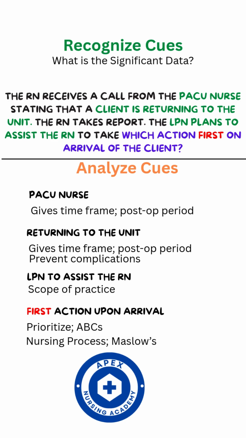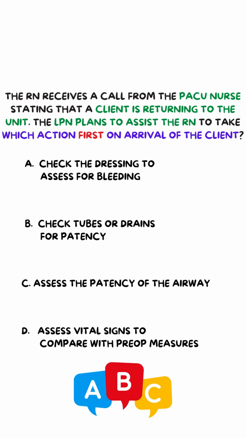First is a key word because that is a priority clue. So they want to know what are you going to do first. And when we think about prioritizing, you always want to use your priority resources, which are your ABCs, airway, breathing, circulation, your nursing process, and Maslow's. You can use any or all of those to really pick the best answer choice.